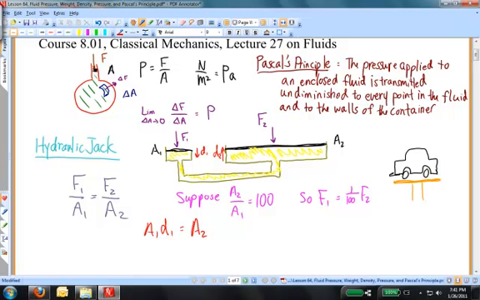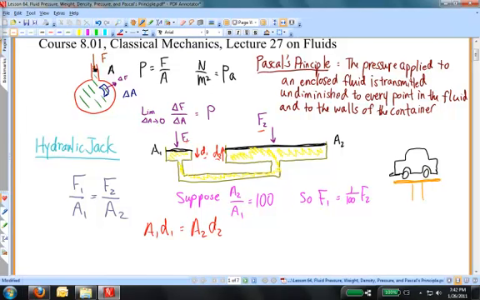In other words, A1 times D1, which is the volume of fluid that leaves the left side, is equal to A2 times D2. Now if the force on the left side is 100 times less than the force on the right side, then that means that the distance that the right side moves, D2, is going to be 100 times less than the distance that the piston on the left side moves, D1.